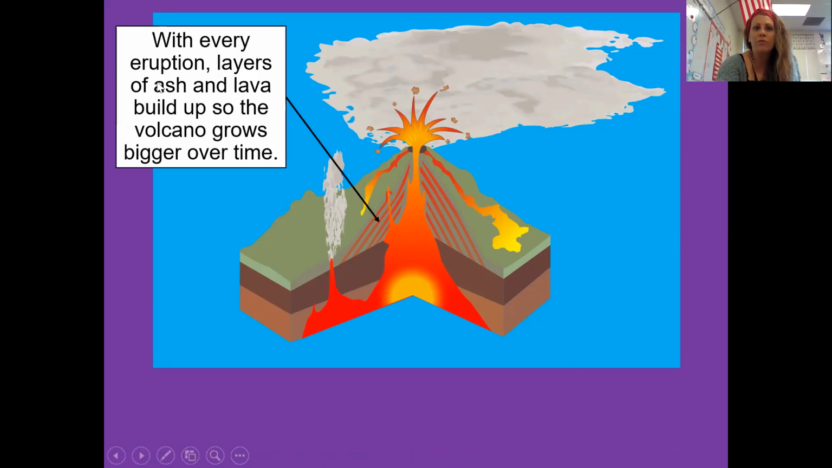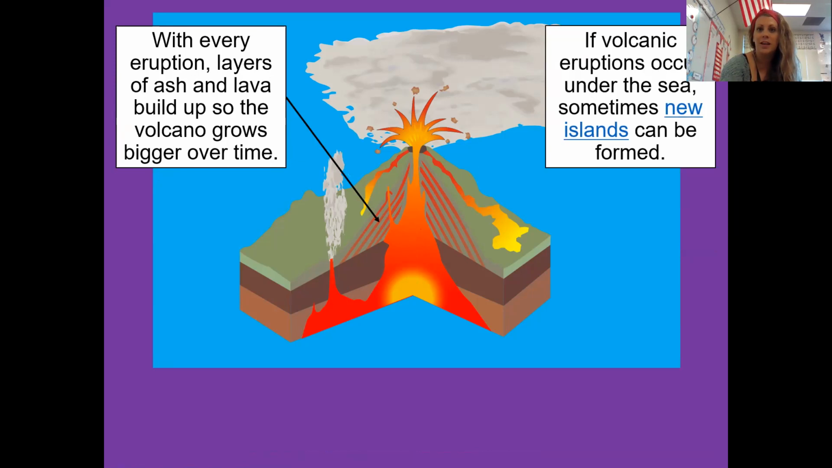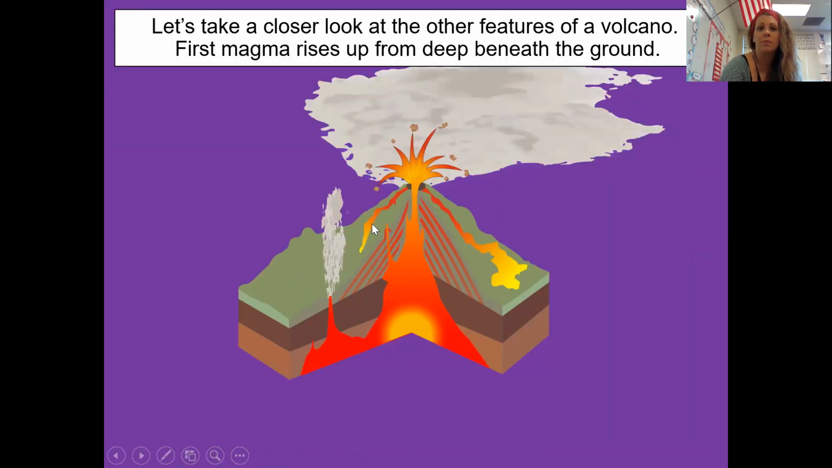With every eruption, layers of ash and lava build up, so the volcano grows bigger over time. Did you know that? If volcanic eruptions occur under the sea, sometimes new islands can be formed. Right here is where it builds up.